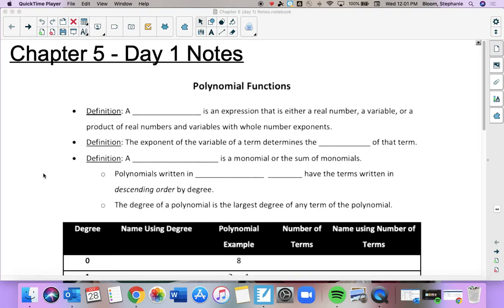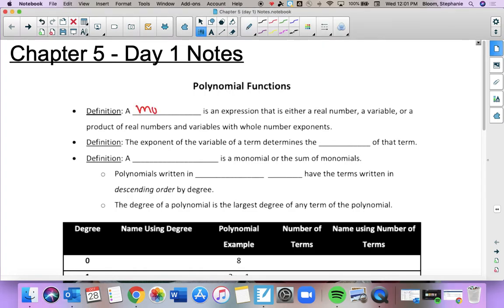So first thing, a definition. A monomial is an expression that's either a real number, or it's a variable, or it's a product of real numbers and variables with whole number exponents, meaning the number 2 is a monomial. 3y is a monomial. Negative 5x squared y is a monomial, and so on. Those are examples of mono, meaning one, like a single term.